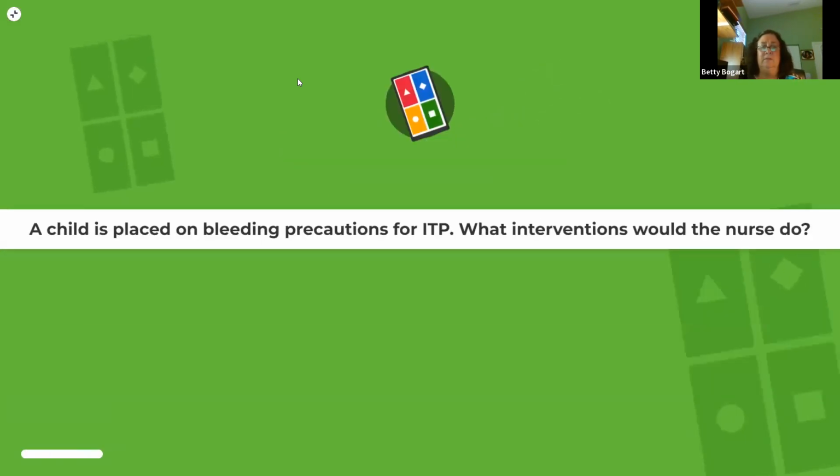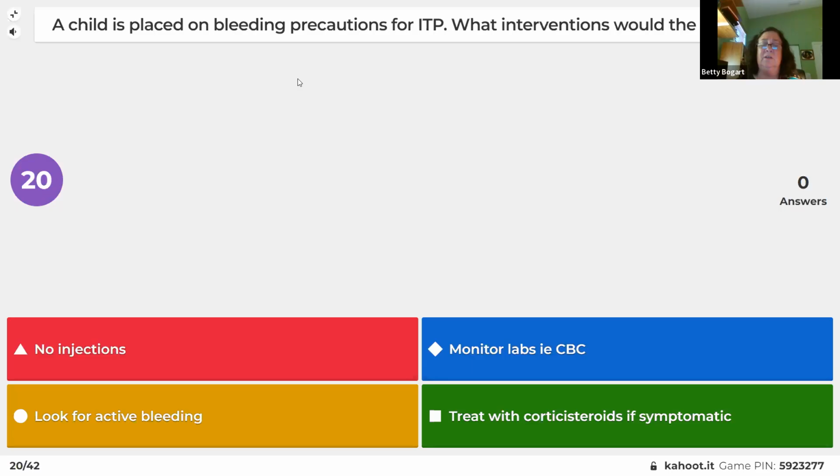A multi-select. A child is placed on bleeding precautions for ITP. What interventions would the nurse do?